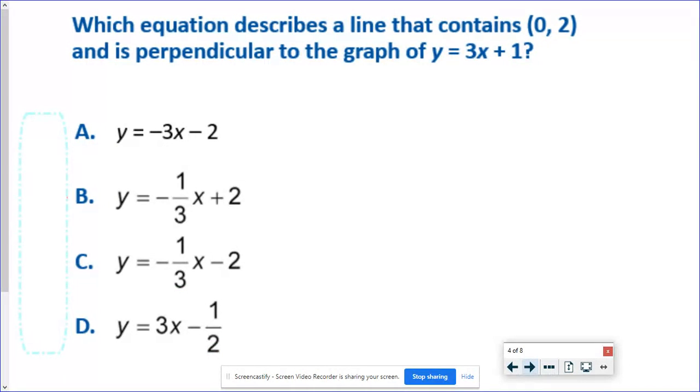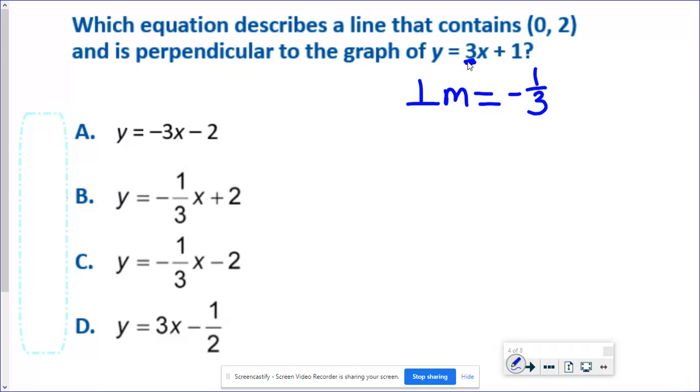In this problem, it says which equation describes the line that contains the ordered pair 0, 2 and is perpendicular to the graph of y equals 3x plus 1. So again, the slope here is 3. The perpendicular slope is going to be the opposite reciprocal. Change the sign. Now that 3 is really just 3/1. So when I do the reciprocal, I get 1/3.